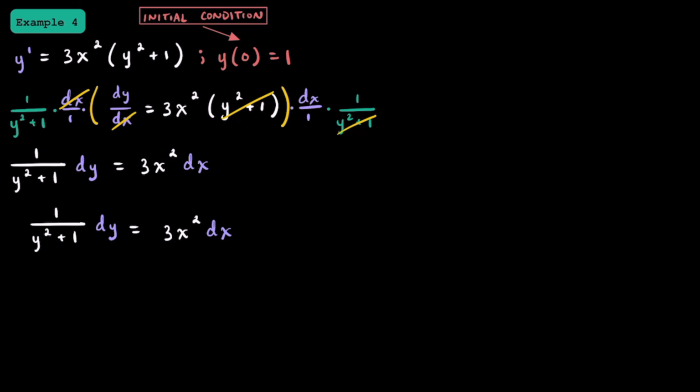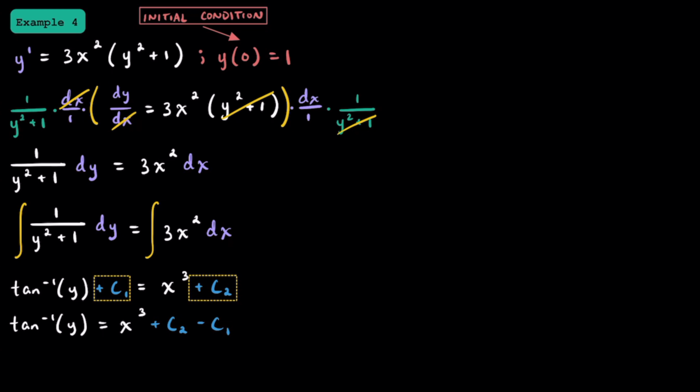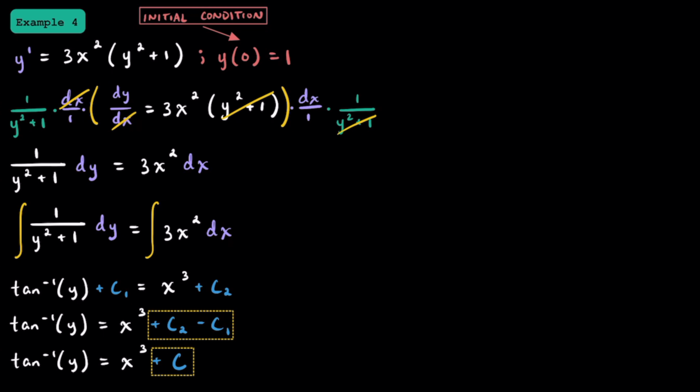Now let's take this equation and integrate both sides. Integrating the left side, we're going to get inverse tangent of y plus a constant, and integrating the right side, we're going to get x cubed plus another constant. And again, if you want to check this, the derivative of the inverse tangent of y is going to be 1 over y squared plus 1, and you could take the derivative of this x cubed and you'll get 3x squared in the integral. Now let's just rearrange our constants and move them over to the right side, and we can just rewrite our c2 minus c1 as just a general constant c.